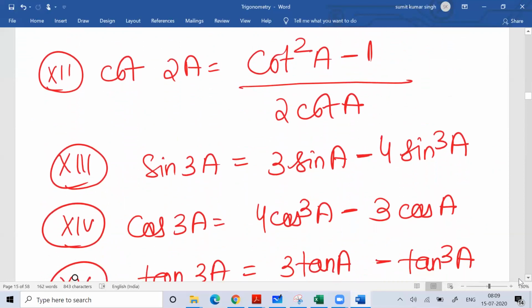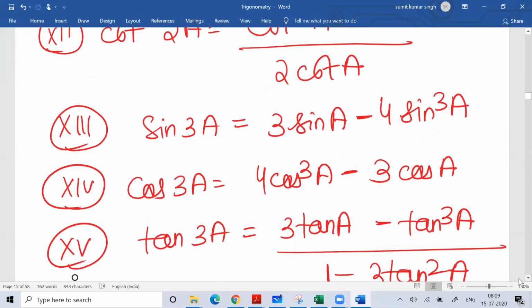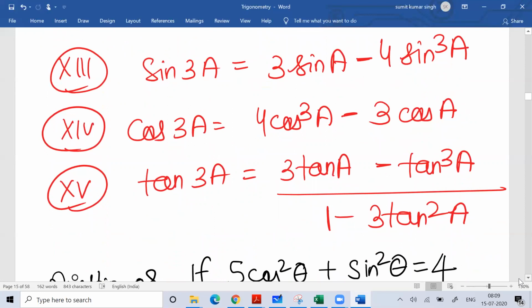Similarly, sin 3A is 3 sin A minus 4 sin cube A, and cos 3A means 4 cos cube A minus 3 cos A. Similarly, tan 3A means 3 tan A minus tan cube A divided by 1 minus 3 tan square A. So please make sure you write down these formulas and memorize them. This will be helpful when you attempt questions on trigonometry.